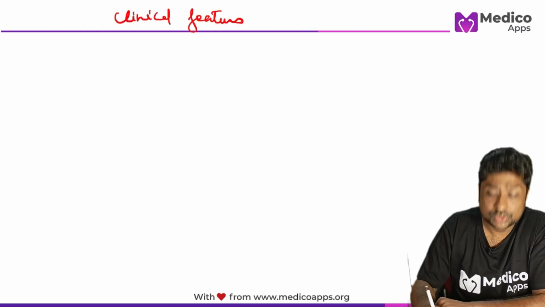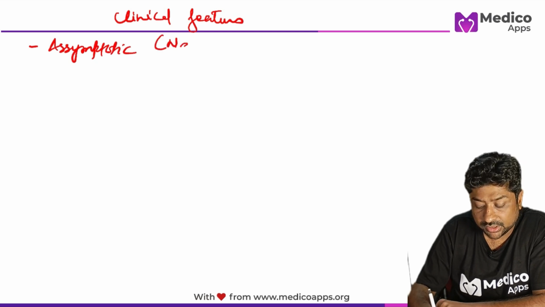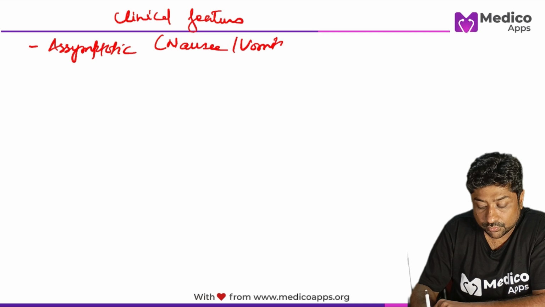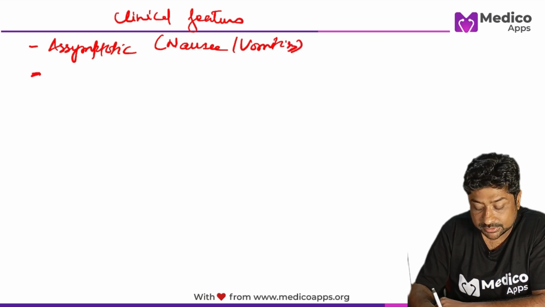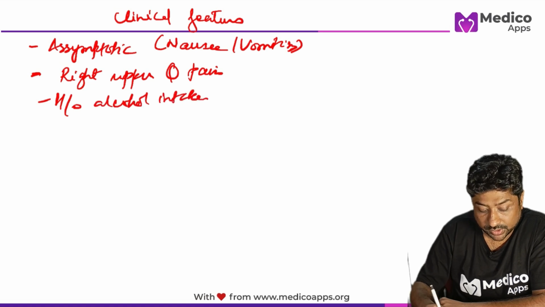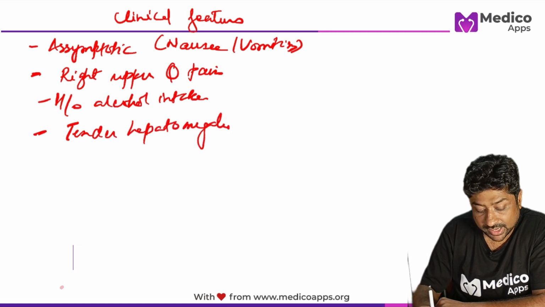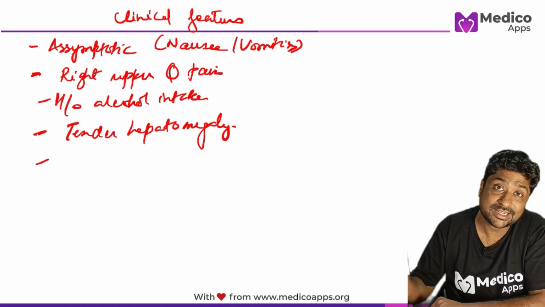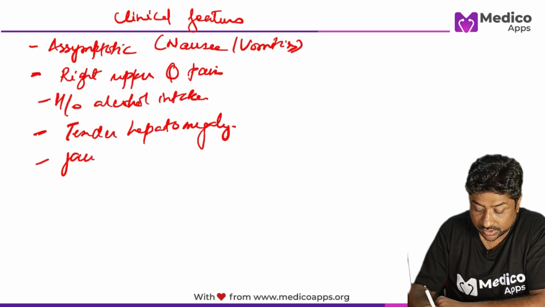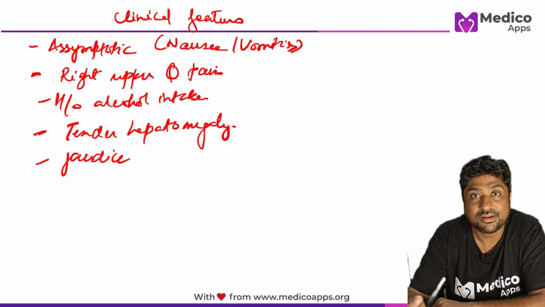So having learned the pathology, let's look at the clinical features. Most of the patients will be asymptomatic initially, and the only complaint can be nausea, vomiting. Also, some patients may complain of right upper quadrant pain. History of alcohol intake will be there. Then on examination, tender hepatomegaly will be there. Some patients may have jaundice, but that is generally towards the later stages, only when there is alcoholic hepatitis or in the cirrhotic state. So bilirubin may be slightly increased or even normal.